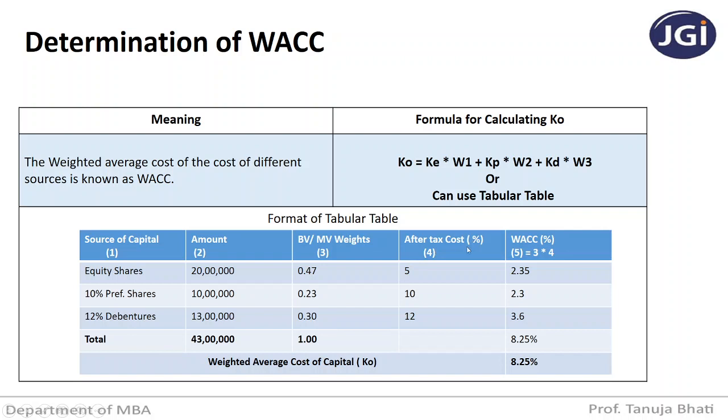Now, the after-tax cost we have already seen in our previous video lectures. So you have to write the cost of each source of finance individually. Here you can write the percentage, so there is no need to write the percentage symbol again for each. And how do you calculate the weighted cost? It is nothing but column number 3 into column number 4. So weights into the cost, weights into the cost, weights into the cost, and the total of all these individual figures will give you the weighted average cost of capital, which is also to be noted in terms of percentage.